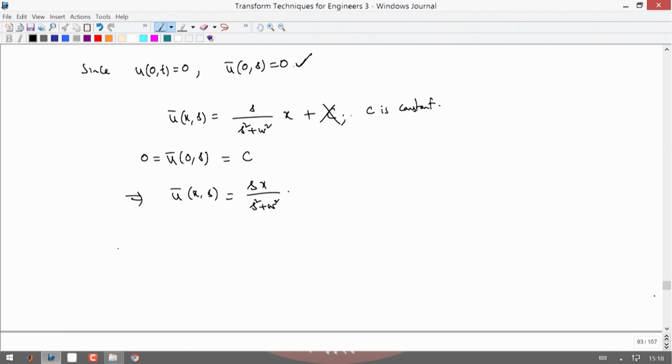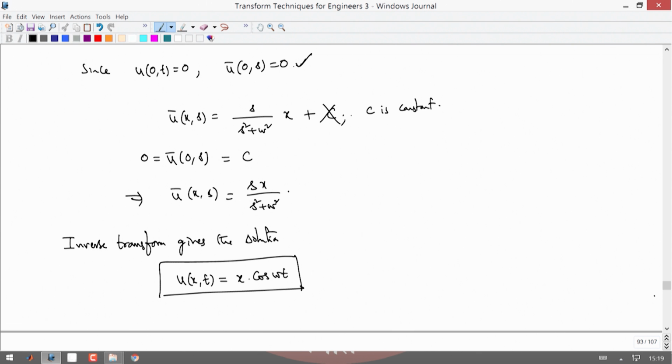Now, you consider its inverse transform. Inverse transform gives the solution u(x,t) equal to x times, you are doing with respect to s, right, s divided by s² plus ω² is cos ωt, your inverse transform. So, this is your typical solution. This is your solution for x positive and t positive.